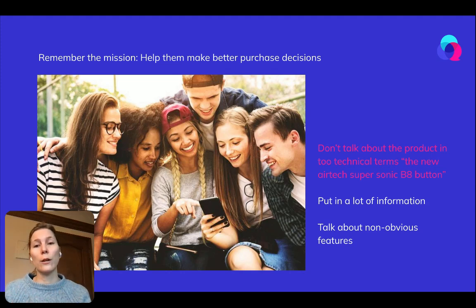Secondly, remember our mission. Our mission is to make sure that shoppers choose the right product, that they in the end choose a product that fits their personal life. So make sure that you don't talk about the product in too technical terms that they might not understand. Brands love that. They might come with a new feature XO7B10, whatever. Translate that into a language that the shopper in the end will understand. Put in a lot of information and make sure you really talk about non-obvious features.